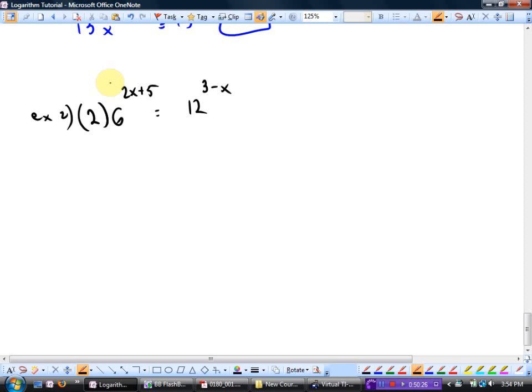I think here is the question that we're going to do together. I'm just going to put a simple X there. This is the one we're going to do. Can I write this as 12 to something equals 12 to something? No.